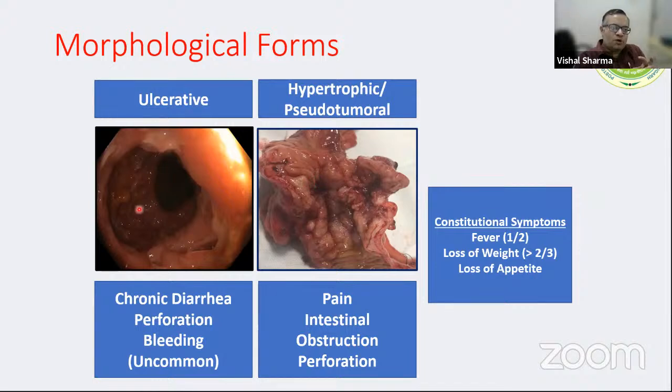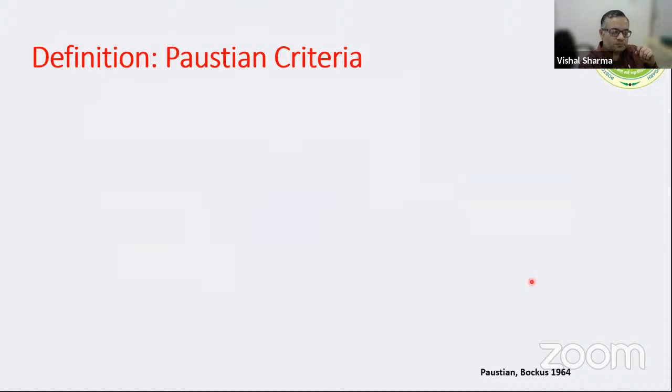So the ulcerative form, because of mucosal involvement, usually presents as diarrhea. Very rarely it may cause bleeding. Sometimes it can cause perforation. Tumoral forms, or the pseudo-tumoral or hypertrophic forms, usually present with pain and intestinal obstruction. And again, they can have perforation because of the distension. And the stricturing form usually presents with features of intestinal obstruction. Again, constitutional features, especially loss of weight and appetite, are common in around 50 to 60% of these patients. So how do you define a case?